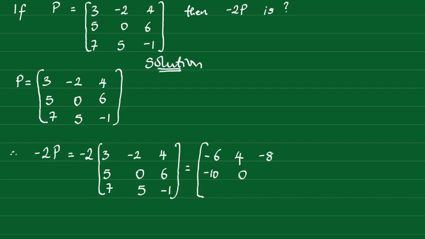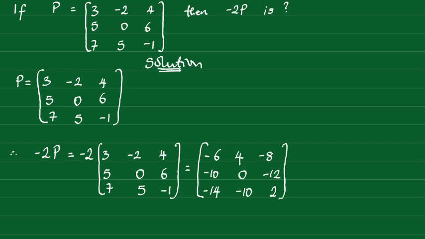-2 times 6 gives us -12. -2 times 7, we have -14. -2 times 5, we have -10. -2 times -1 gives us 2.